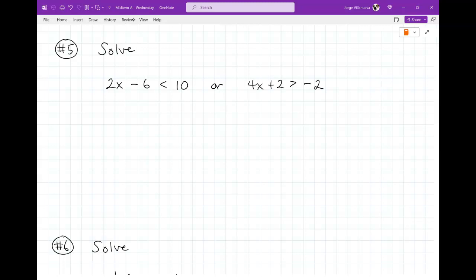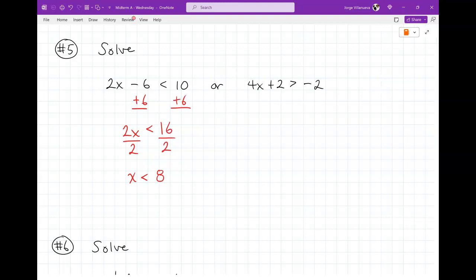So we're basically going to do two different problems at one time. Okay. So let's start with the left side. I got to solve for x, so I'm going to add 6 to both sides. So I get 2x less than 16. And then to get x by itself, divide by 2. And we should pretty much be ready for our solution from there. x is less than 8. All right, so that's done.